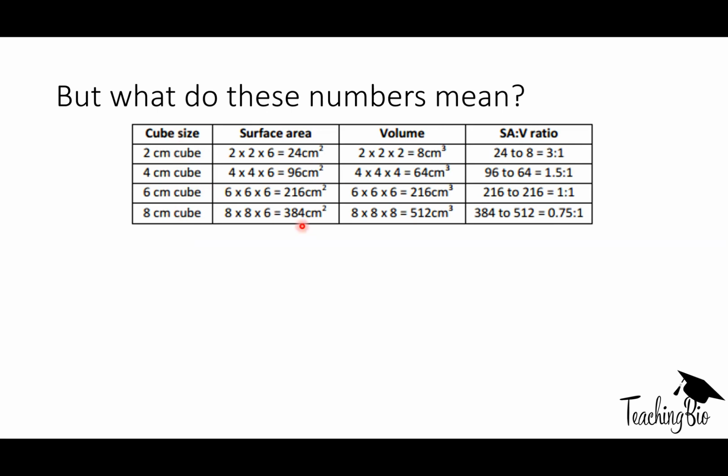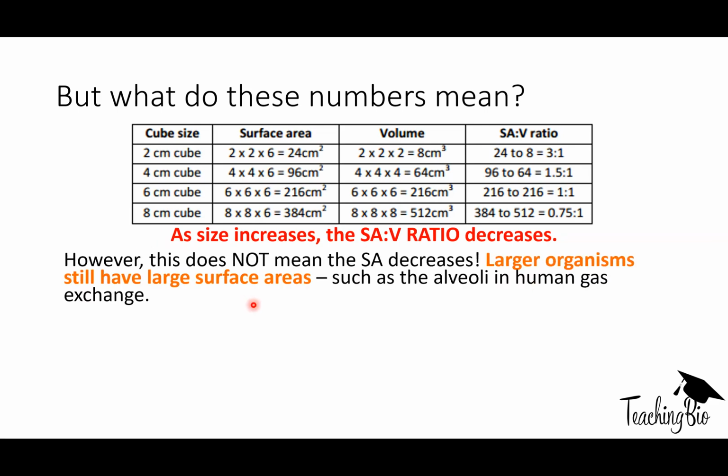So the cube is getting bigger, the surface area is getting bigger, the volume is getting bigger, and therefore the ratio between the two, i.e. the ratio from the surface area to the volume, will decrease, okay? Because there's less surface area relative to the volume left. So as the size increases, the surface area to volume ratio decreases, and that's the fundamental concept that you need to understand. However, this does not mean that the surface area in and of itself is decreasing. It's the ratio that's changing.